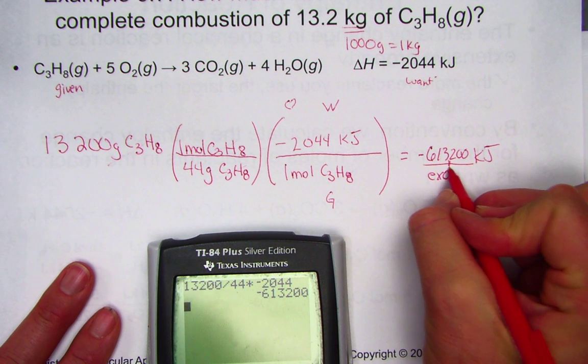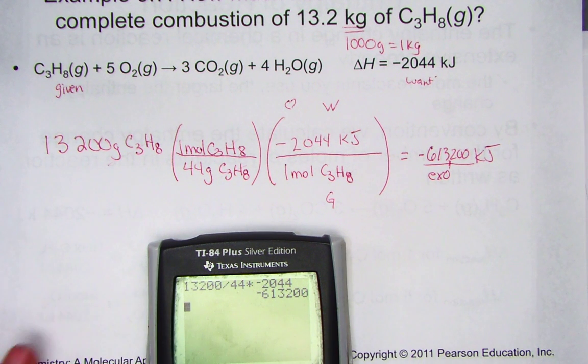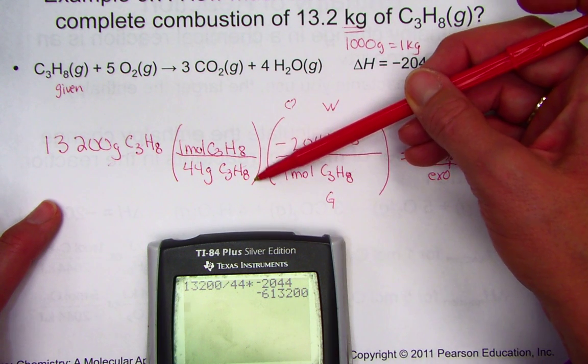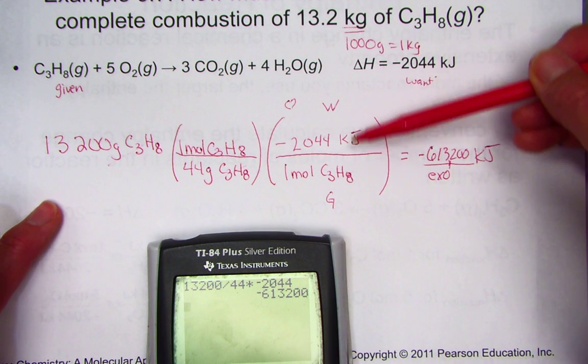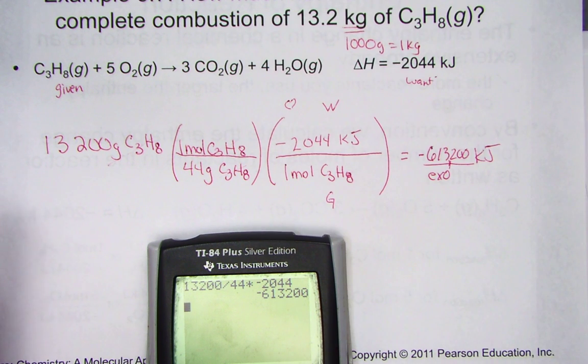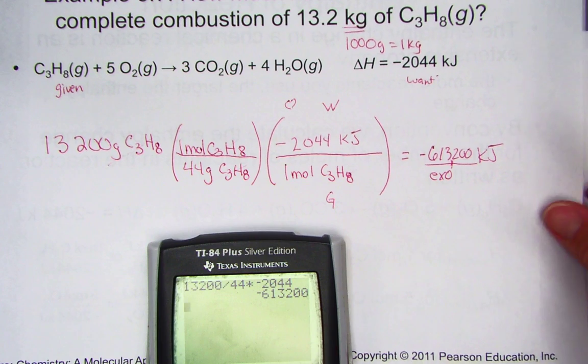So negative 613,200 kilojoules. Again, we used a mole conversion and then a stoichiometric ratio, want over given, where we targeted kilojoules from the mole of reactant propane.